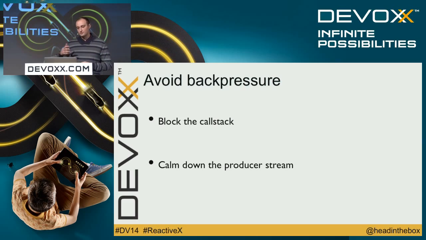Right, we might be switching to another thread, and then the call stack of one observable is not affecting the other, so you don't have this power anymore. So what do we do then? What we could do is calm down the producer stream, and for that there are a lot of operators that you can choose from.